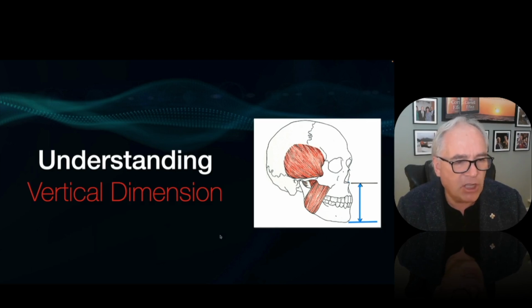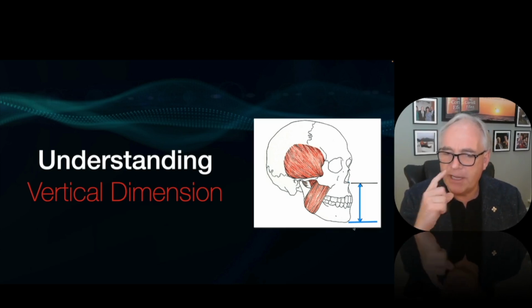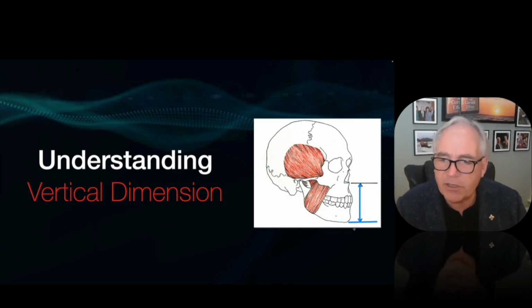But the first thing, just looking at vertical, that I want you to realize is that we do measure it from kind of the nose to the chin in the patient's own habitual occlusion. And the other thing that we're going to also say is that this vertical dimension is related to muscle. Okay? Why do we say that?